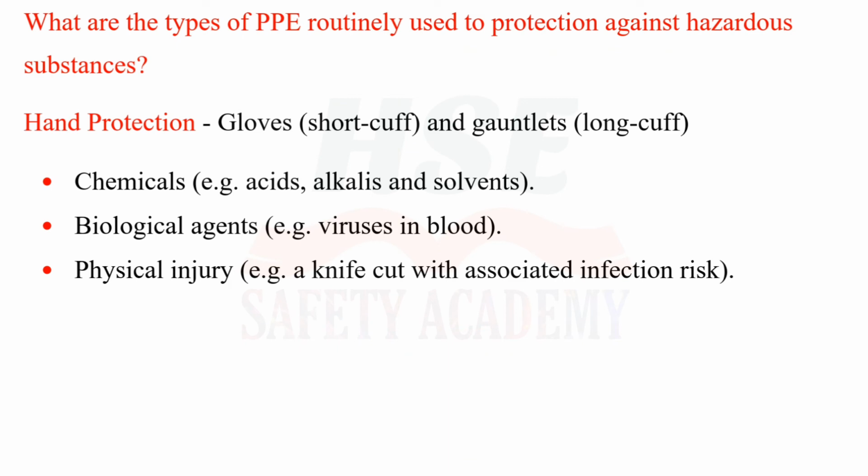What are the types of PPE routinely used for protection against hazardous substances? Hand protection, gloves, short cuff, and gauntlets, long cuff. Chemicals, for example acids, alkalis and solvents. Biological agents, for example viruses in blood. Physical injury, for example a knife cut with associated infection risk.